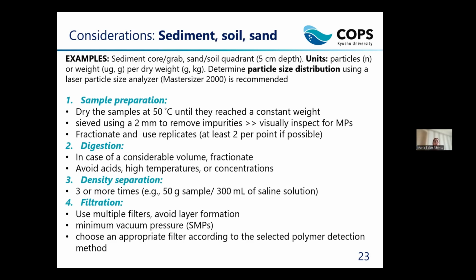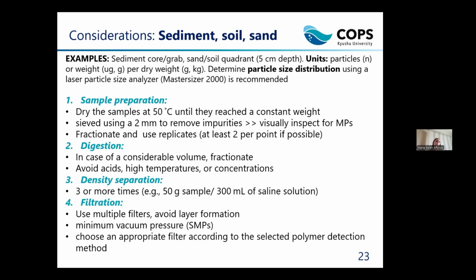For the sample preparation, please consider drying the samples at 50 degrees until they reach a constant weight before processing. After that, you can sieve the sample using, for example, a 2 mm sieve to remove any impurities like wood or larger stones. And also, if you can see some microplastic there, you can visually inspect and remove it before.